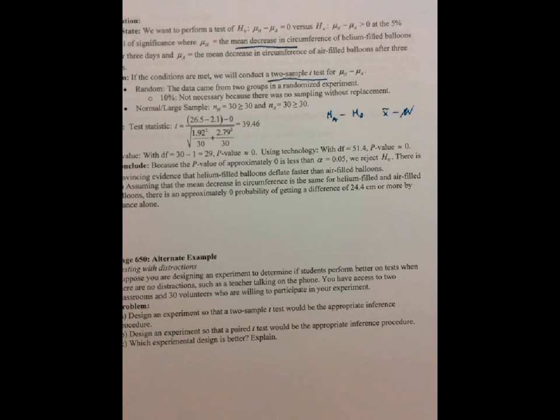Conclude, because the p-value of approximately 0 is less than alpha equals 0.05, we reject the null. We reject the null. There is convincing evidence that the helium-filled balloons deflated faster than the air-filled balloons. Okay? So interpreting the p-value, assuming that the mean difference decrease in circumference is the same for helium-filled and for air-filled balloons, in other words, assuming that the null is true, there is approximately a 0% probability of getting a difference of 24.4 centimeters or more by chance alone.